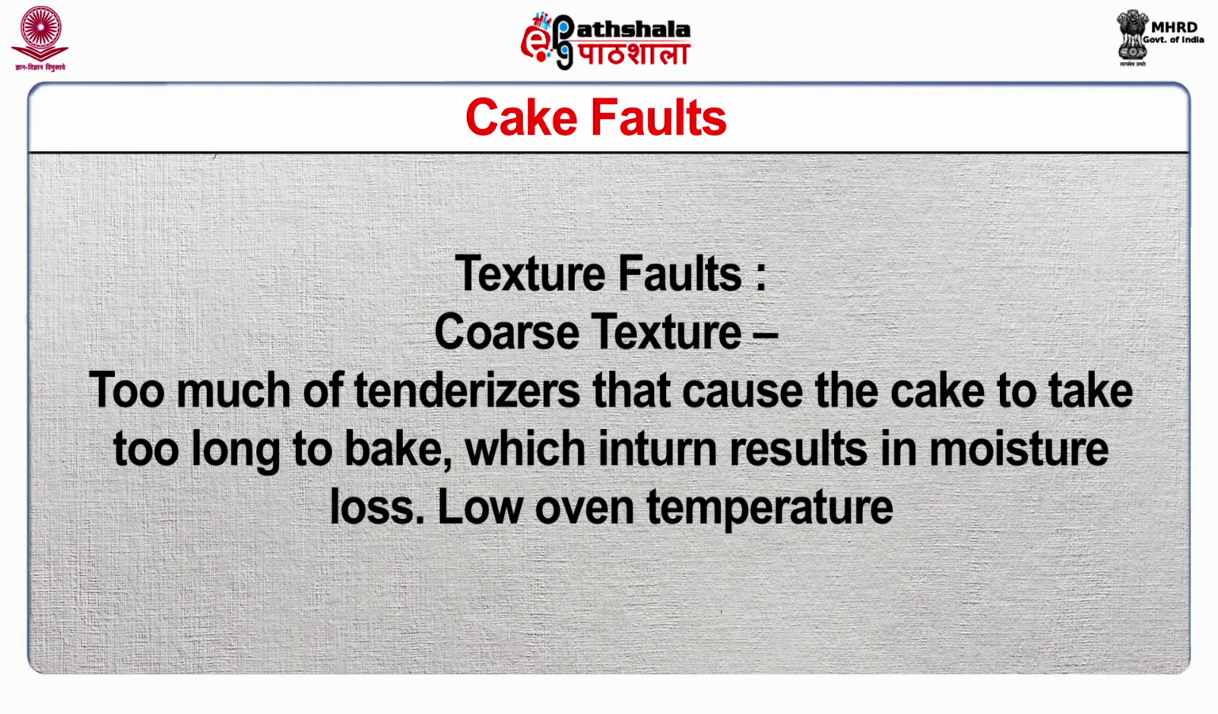The third kind of faults we find is texture faults. In this, the first can be a coarse texture. It is because of too much tenderizer that causes the cake to take too long to bake, which in turn results in moisture loss, low oven temperature.